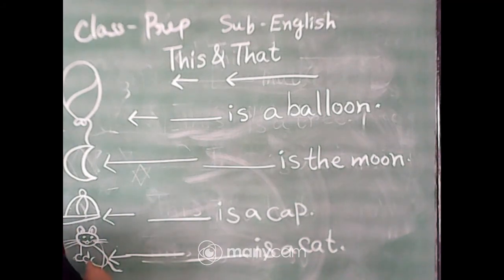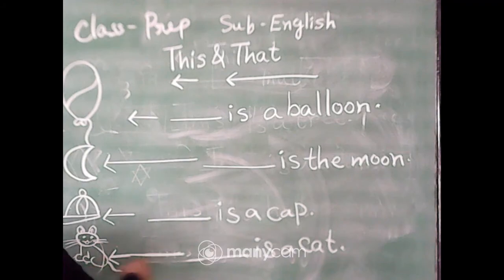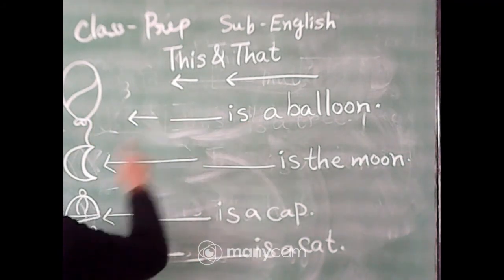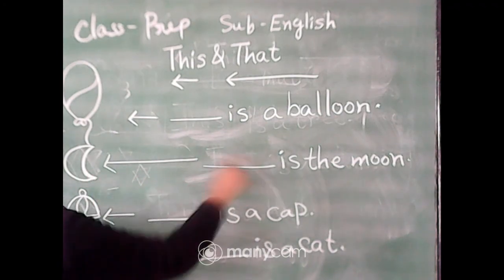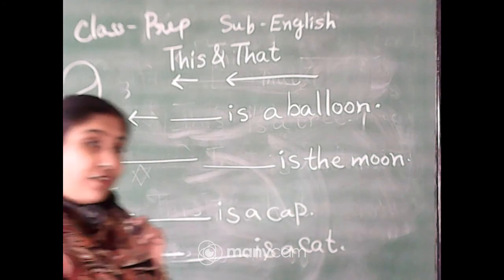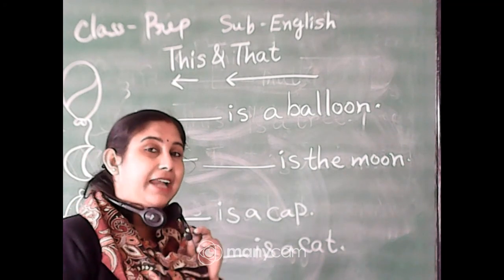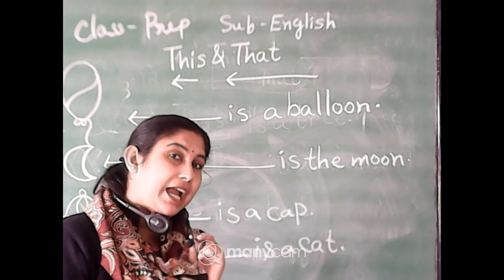Small arrow, another is cat. But a big arrow is there. So dash is a cat. You will put, that is a cat. So this is a balloon. That is the moon. This is a cap, and that is a cat. You will do this work by yourself, this activity, and send it to me in the class in the chat box.